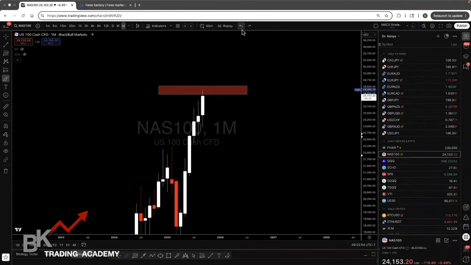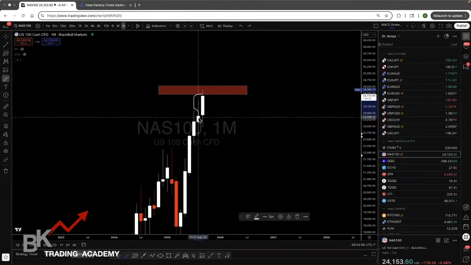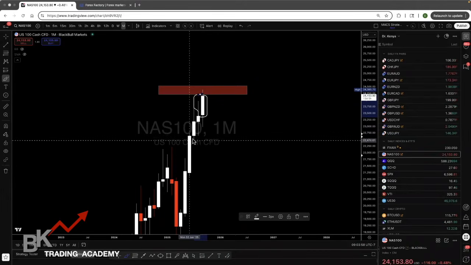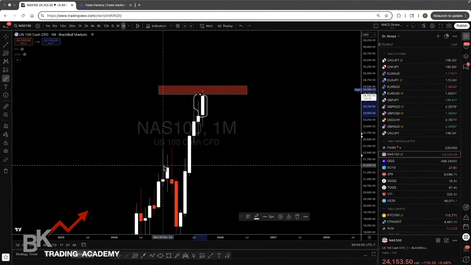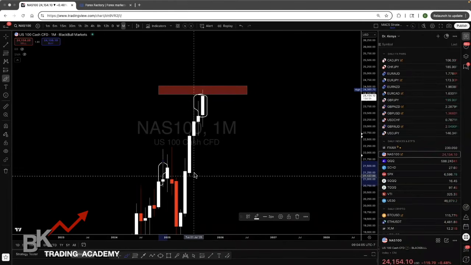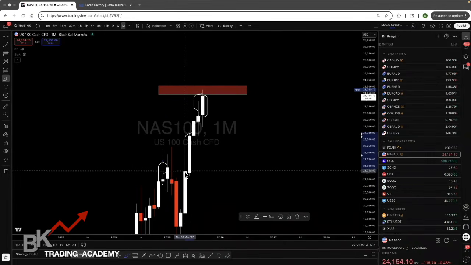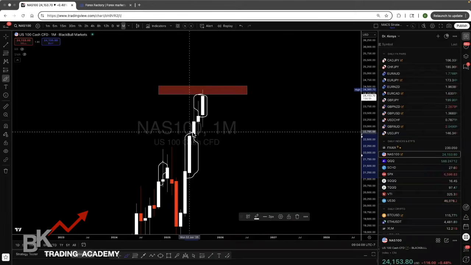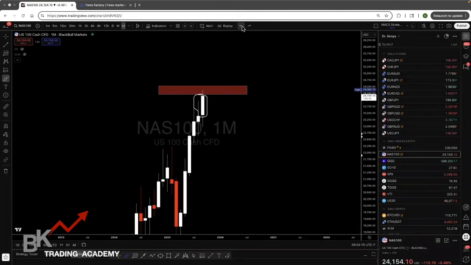And what I mean by momentum is you can see the body of this candle and how strong it is. Look at this candle right here, which doesn't have much momentum, right? But look at the body of this candle here, which has a lot of momentum and is showing strength of buyers.